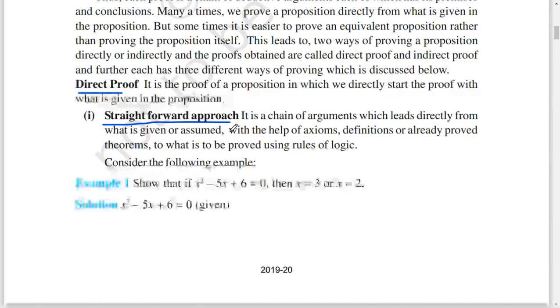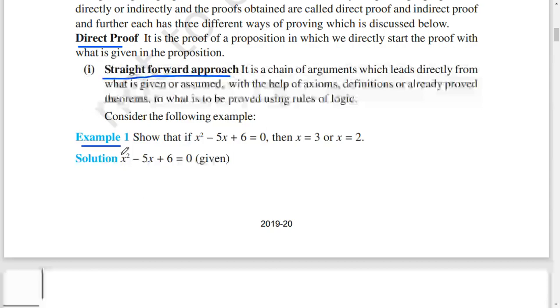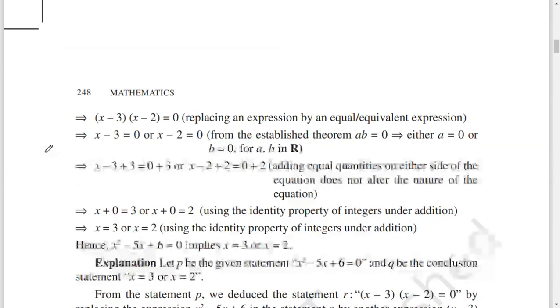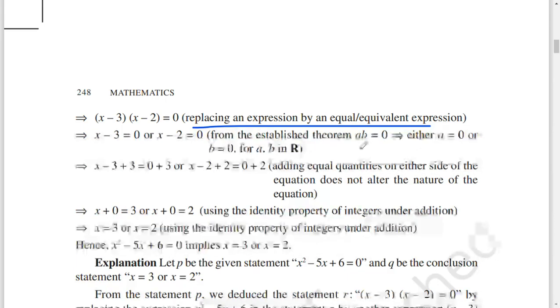Consider the following example. Example 1. Show that if x squared minus 5x plus 6 equal to 0, then x equal to 3 or x equal to 2. Solution. x squared minus 5x plus 6 equal to 0, given. (x minus 3)(x minus 2) equal to 0, replacing an expression by an equal or equivalent expression. x minus 3 equal to 0 or x minus 2 equal to 0, from the established theorem: AB equal to 0, then either A equal to 0 or B equal to 0, for A, B in R.